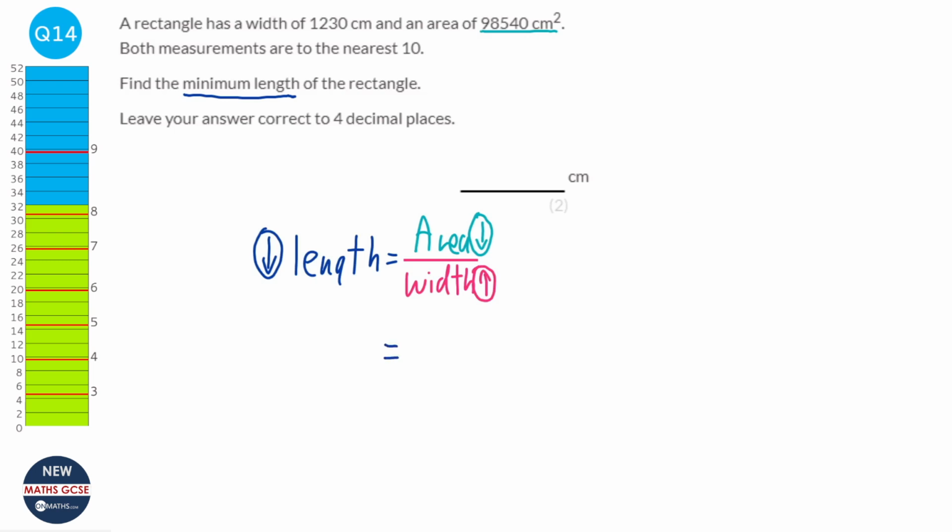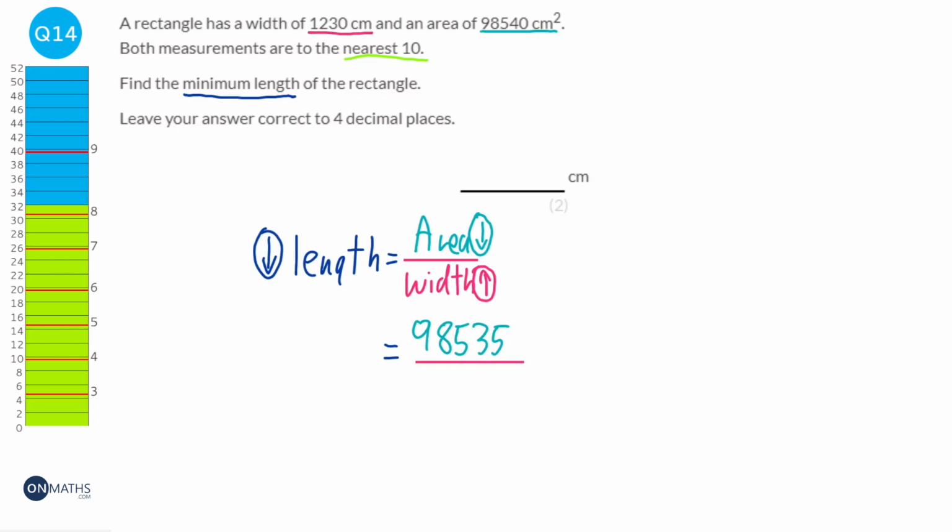So we're going to find the lower bound of the area. An easy way to find a lower bound is to find the accuracy. It says the accuracy is to the nearest 10, and what we're going to do is halve that. So half of 10 is 5. Then we're going to take it away from the area. So it's 98,540 take away 5, which will be 98,535.